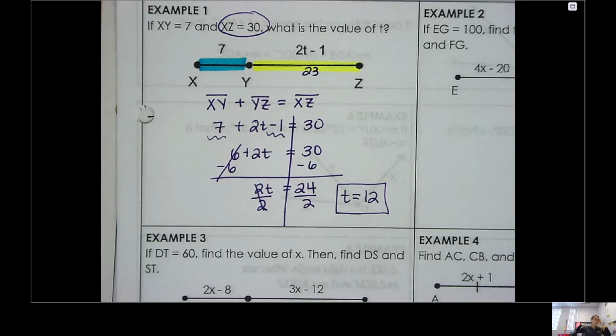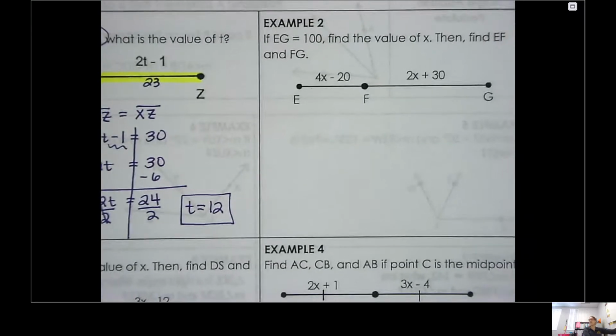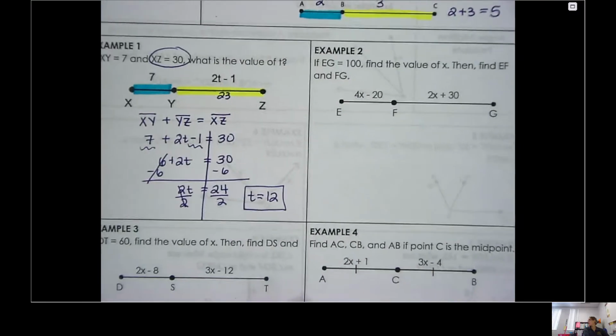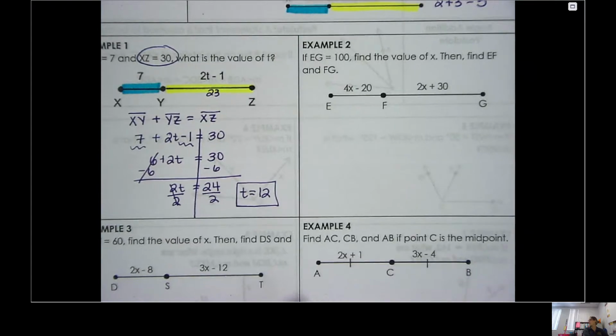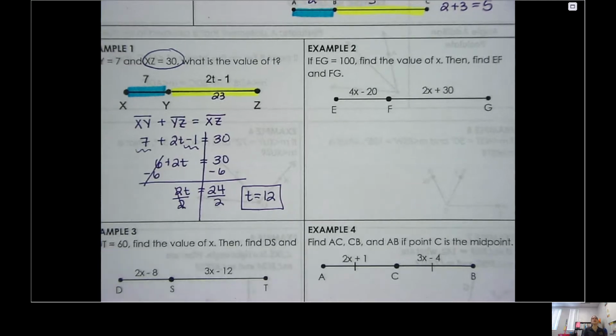Could you attempt a problem without me now? Okay, great. Try number 2. It's the exact same setup. Do you need me to help you set it up, or do you think you've got it? It's okay. I can help you set it up if you need help. Same exact way. The piece plus the piece equals the whole. All right, you try example 2.